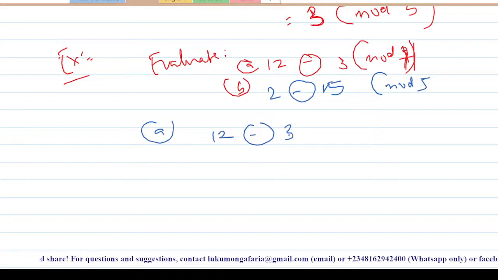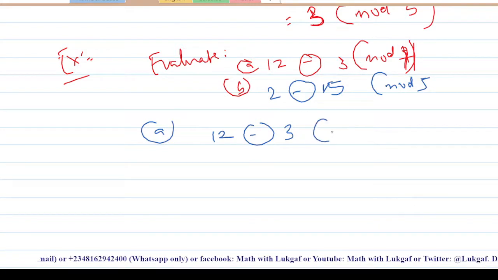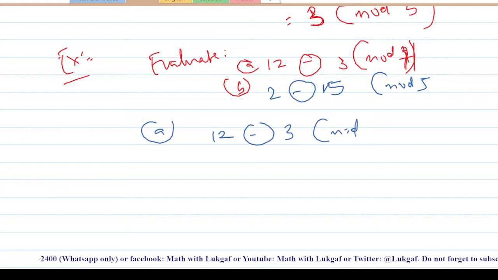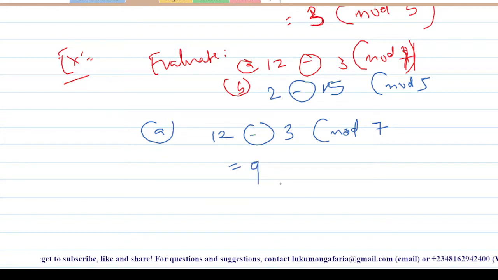That is, you can perform the operation straight away, or you can just find their value and simplify them in that particular modulo you are working with. So this is mod what? Mod 7. So then 12 minus 3. You know 12 minus 3 is what? So it's 9. You understand now? So you have 9.